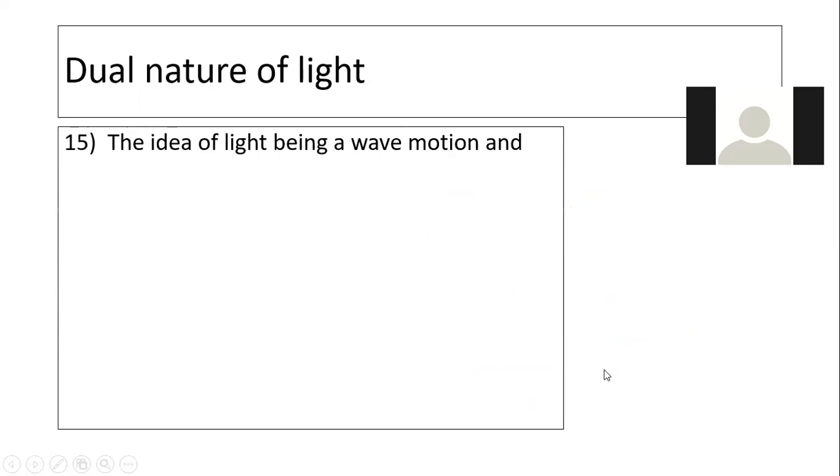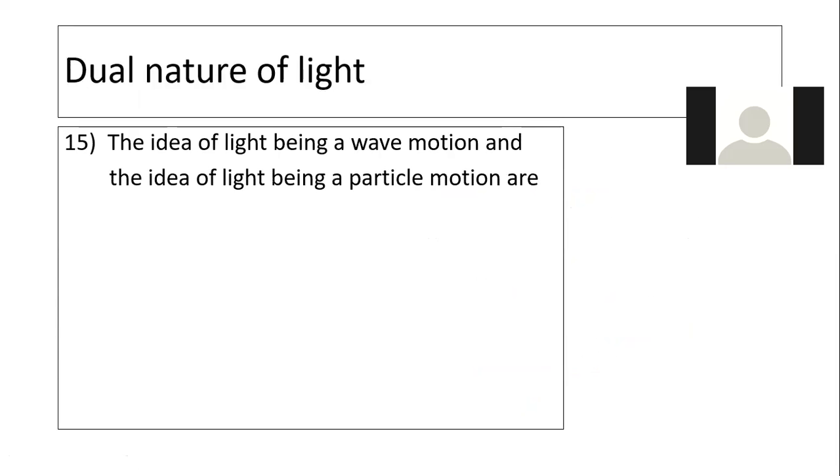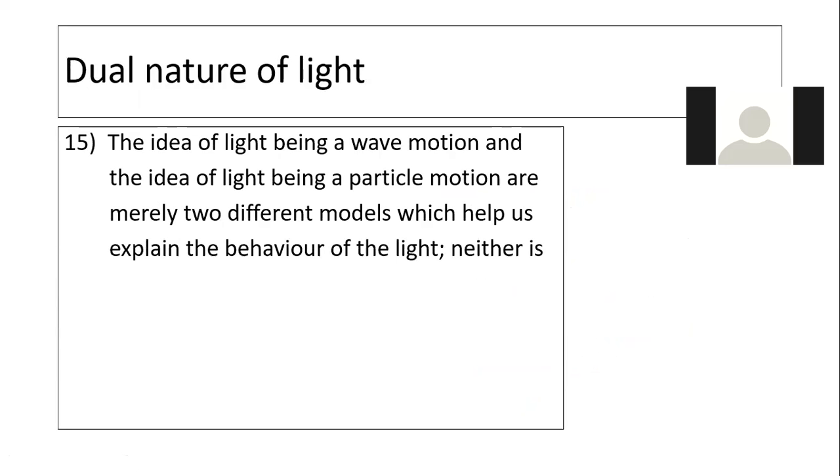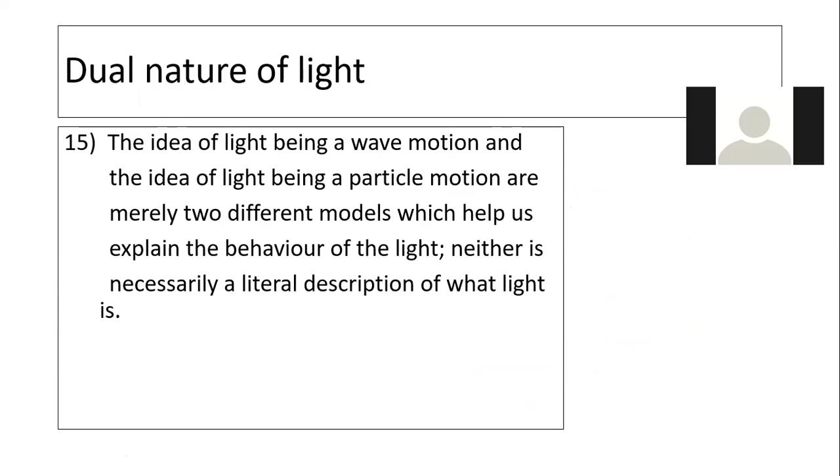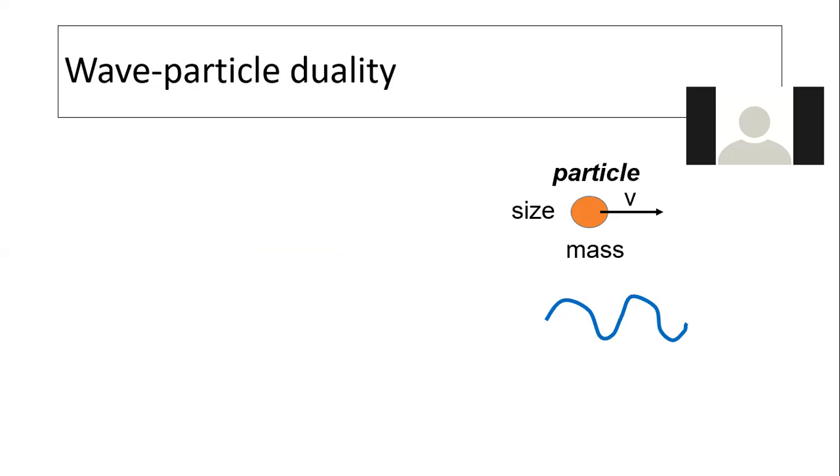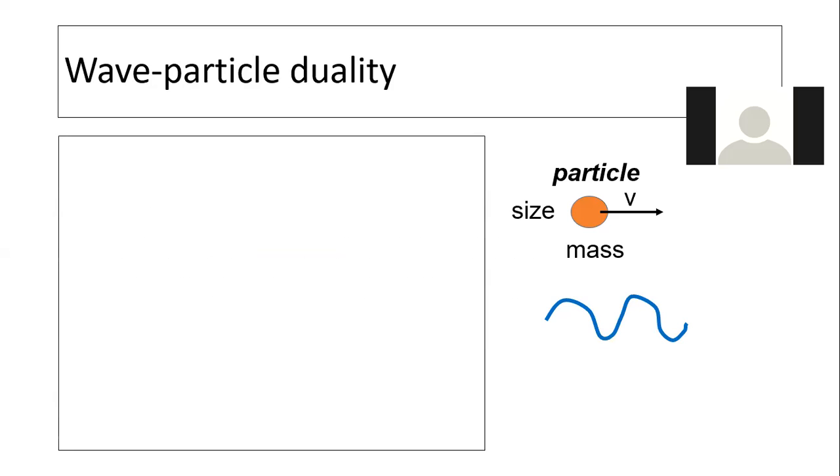What does it mean by the dual nature of light? The idea of light being wave motion and the idea of light being particle motion are merely two different models which help us to explain the behavior of light. Neither is necessarily a literal description of what light is. We need both of them to help us understand the nature of light. Wave particle duality: duality means having two different natures.